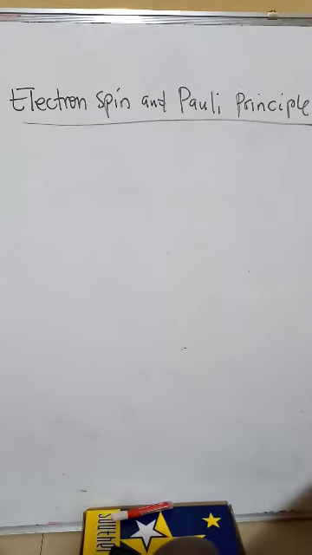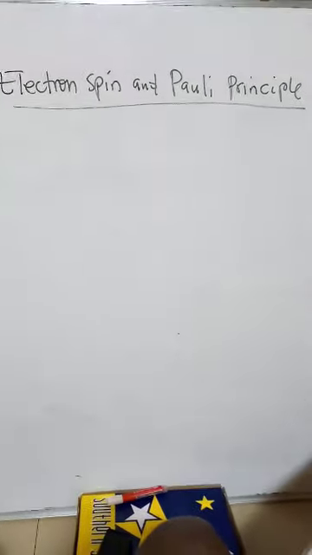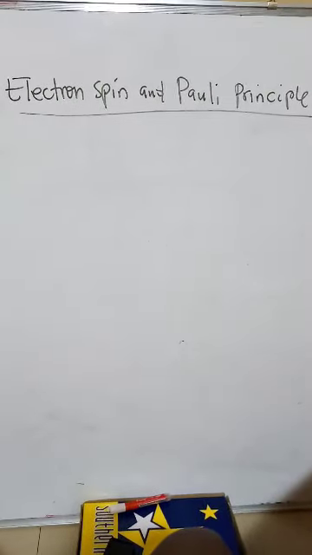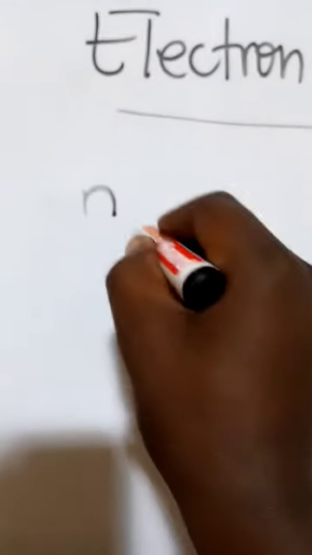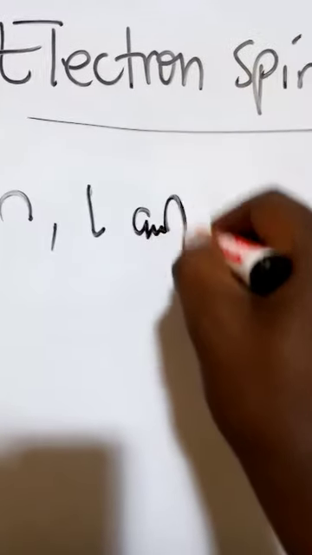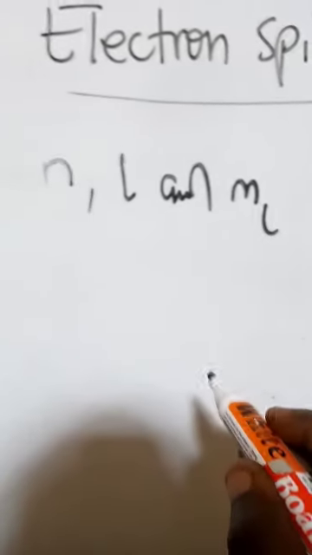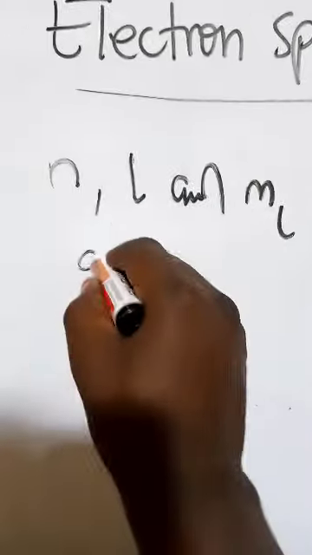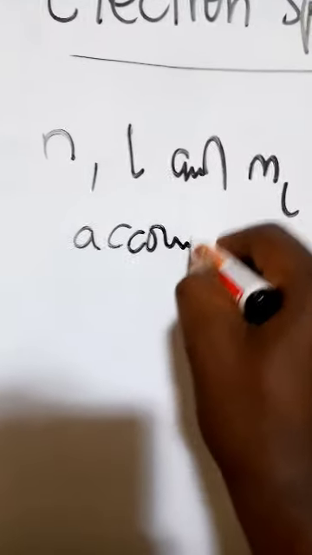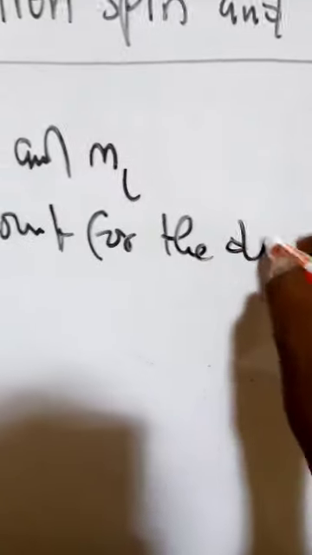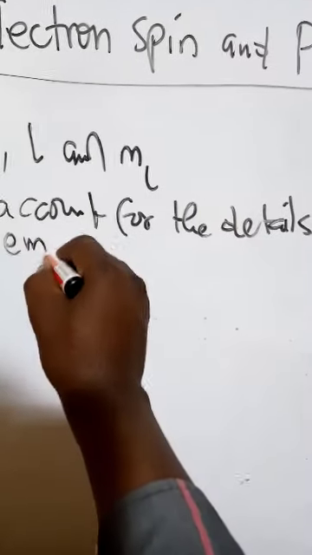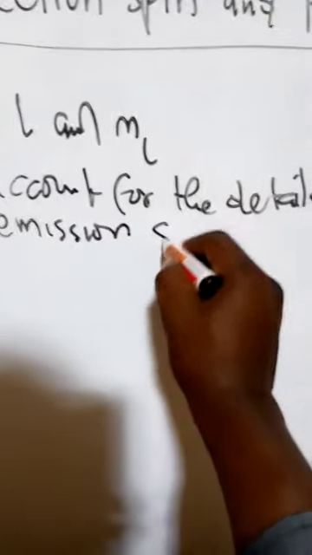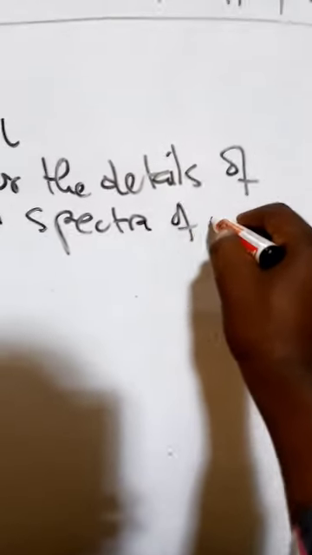In this tutorial, we shall look at electron spin and Pauli principle. In addition to N, L, and ML, a fourth quantum number was necessary to account for the details of emission spectra of atoms.